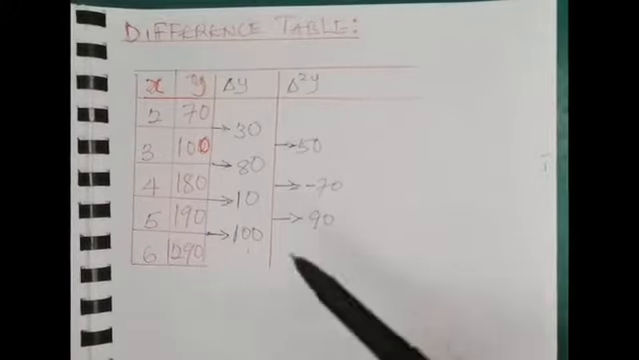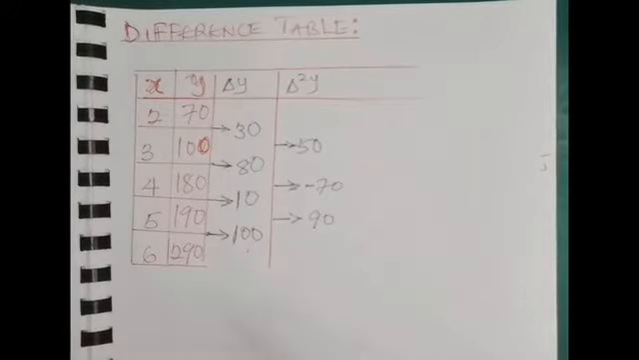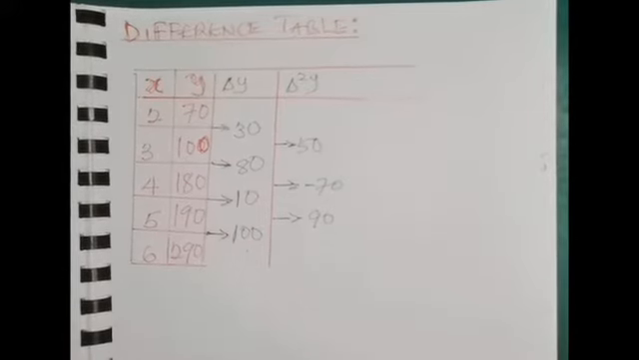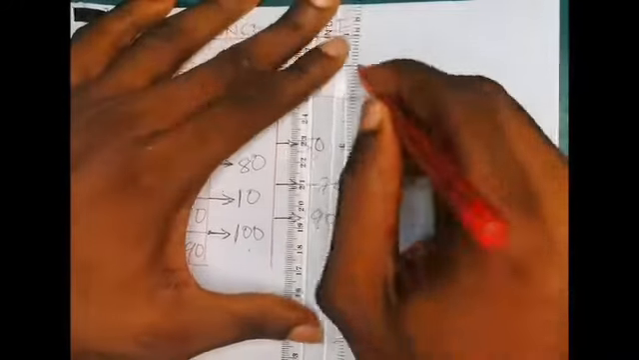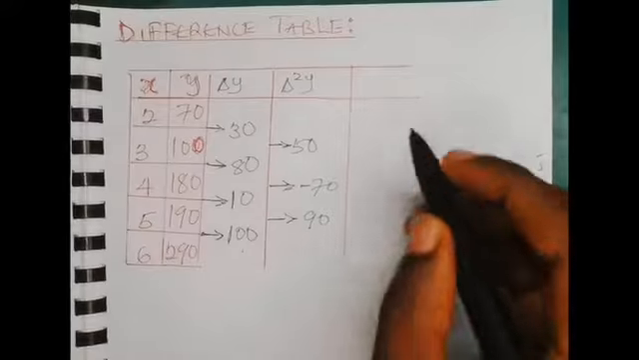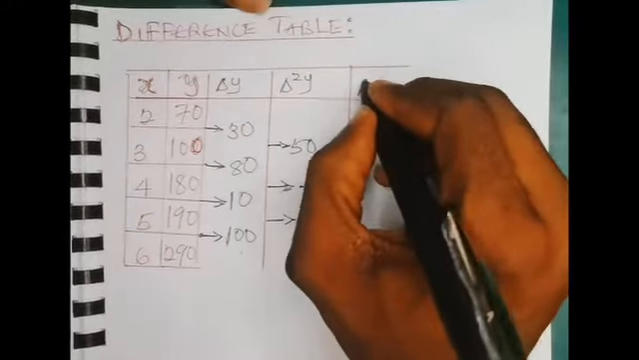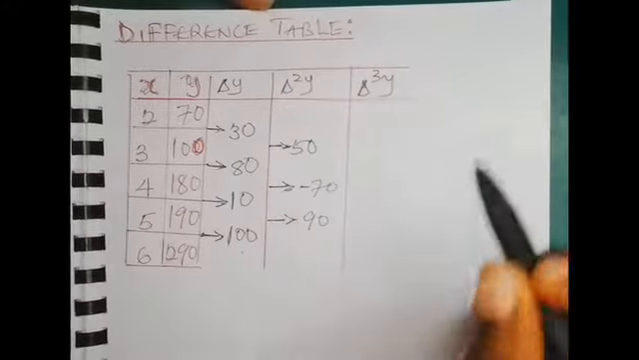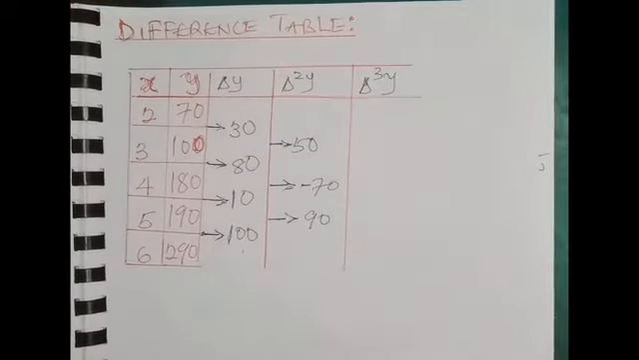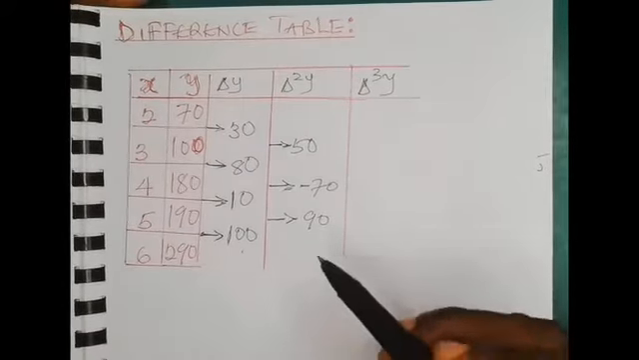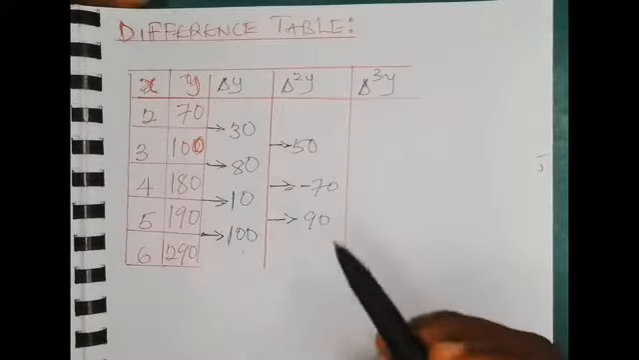So you see that now we are down to 3. We keep on doing this until we are down to only 1. So we carry out another difference now. The next difference here is called delta cube y, which means the third difference. Now the third difference, just like in the previous one, still remains the same procedure.